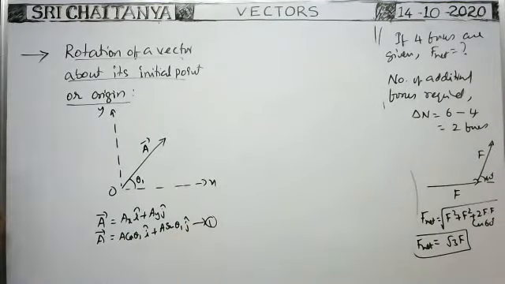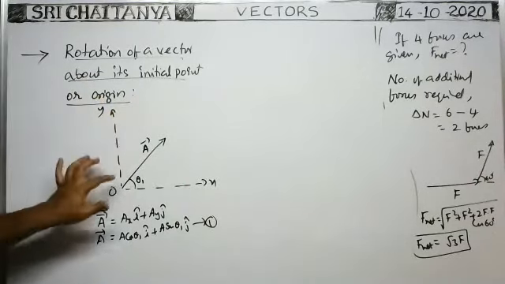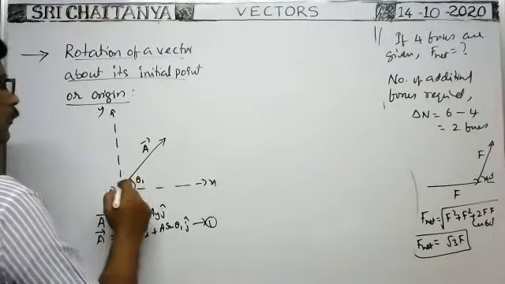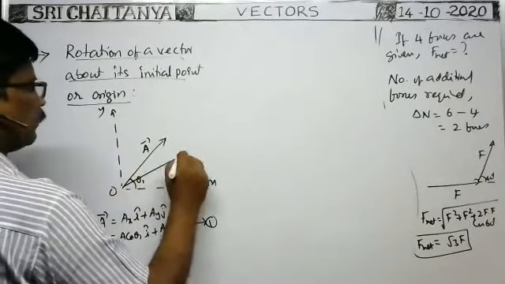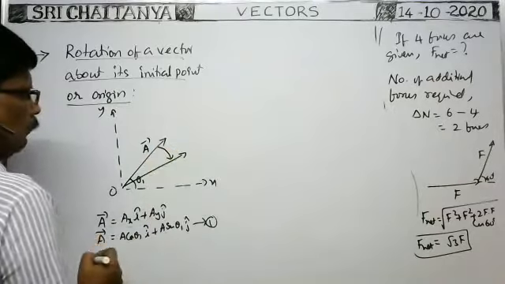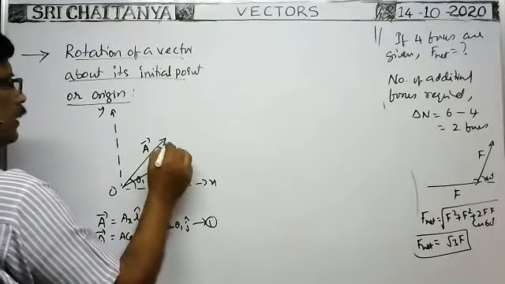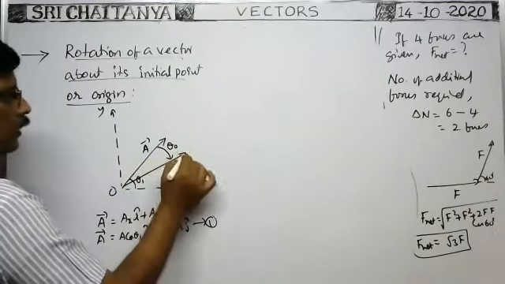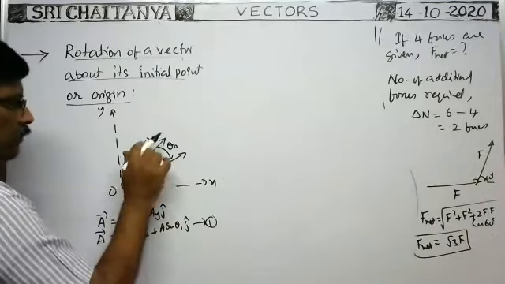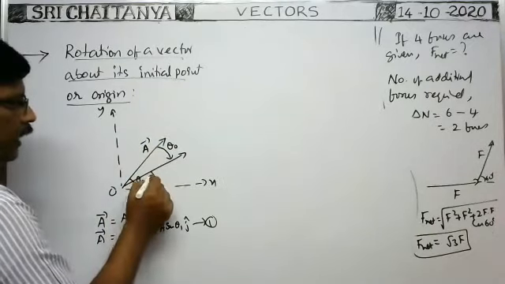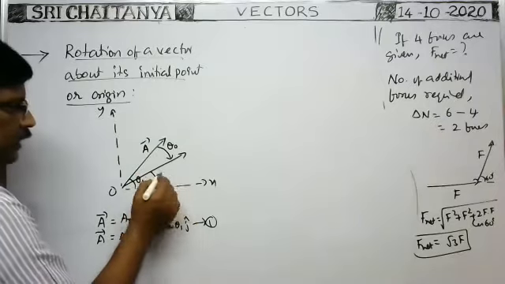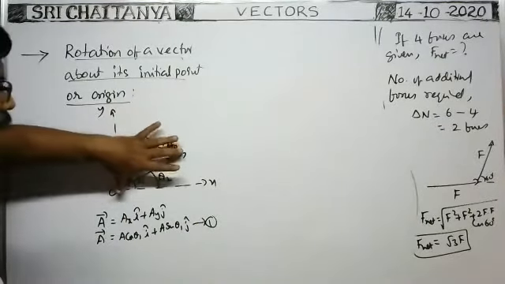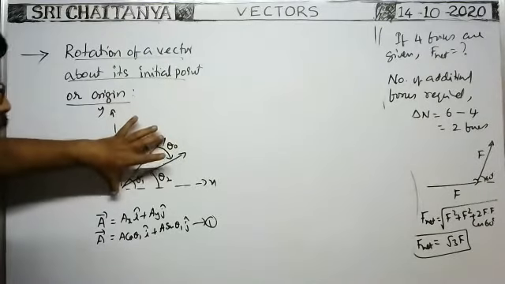That is equation 1. Suppose this vector is rotated about its origin. It is turned through a certain angle, say theta naught, so that the angle made by this new vector with the x-axis is theta 2. Whenever the given vector is rotated like this, is there any change in the magnitude of the vector?